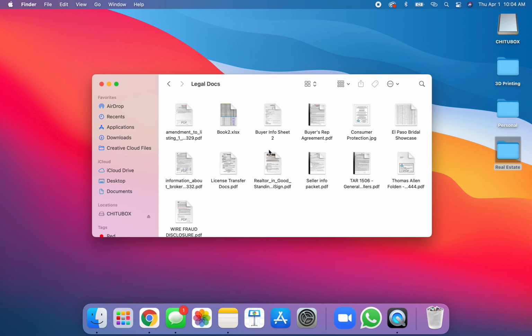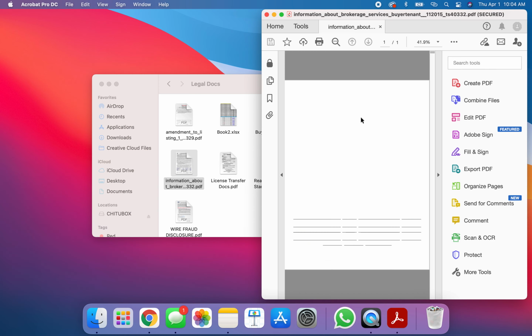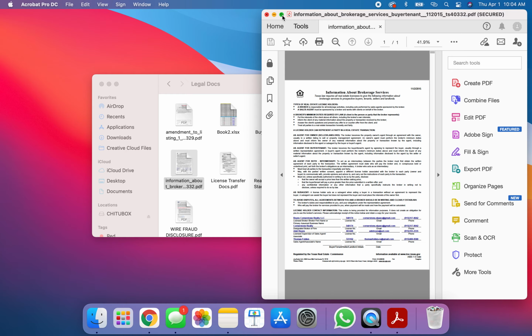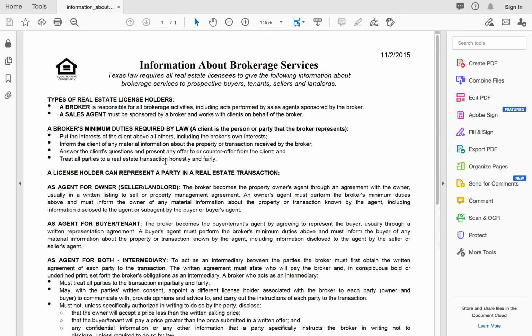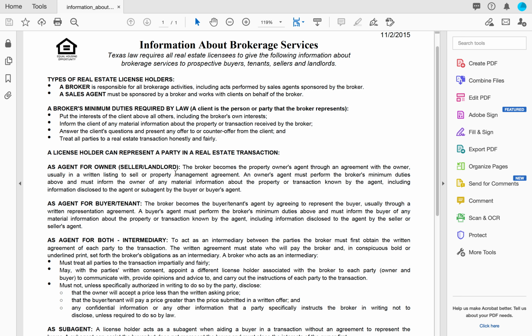But where is my IABS? Right here. Couldn't see it. So I'll pull this up. When you talk about the IABS to your client, basically you're going to explain who you are to them. That's what this form does. It explains who I am and what my responsibilities are for you.